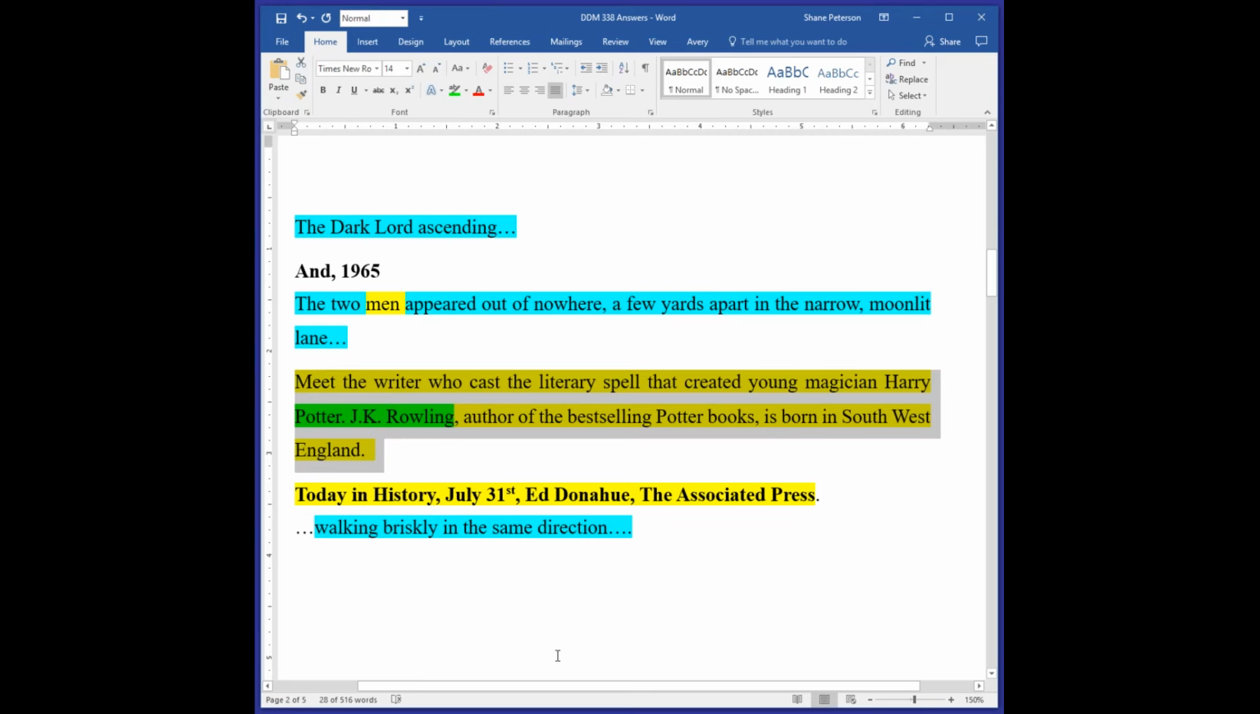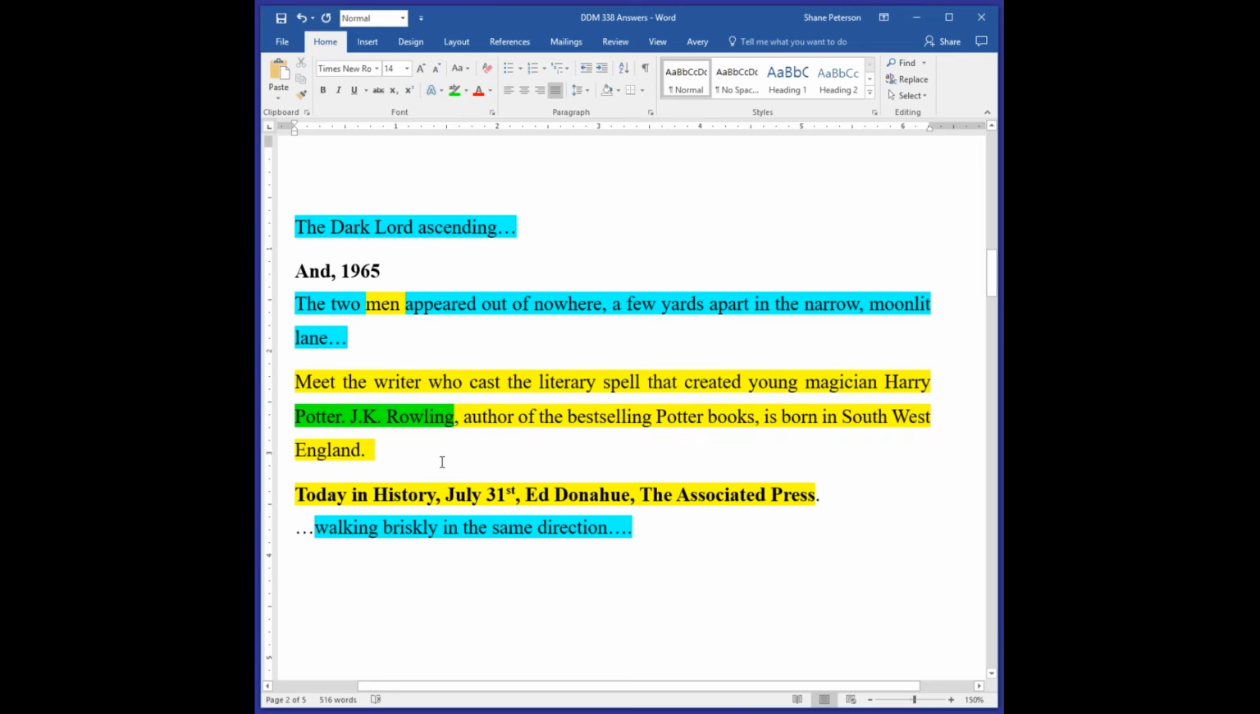Meet the writer who cast a literary spell that created young magician Harry Potter. J.K. Rowling, author of the best-selling Potter books, is born in southwest England. Today in history... Stop. Okay, I'm out.